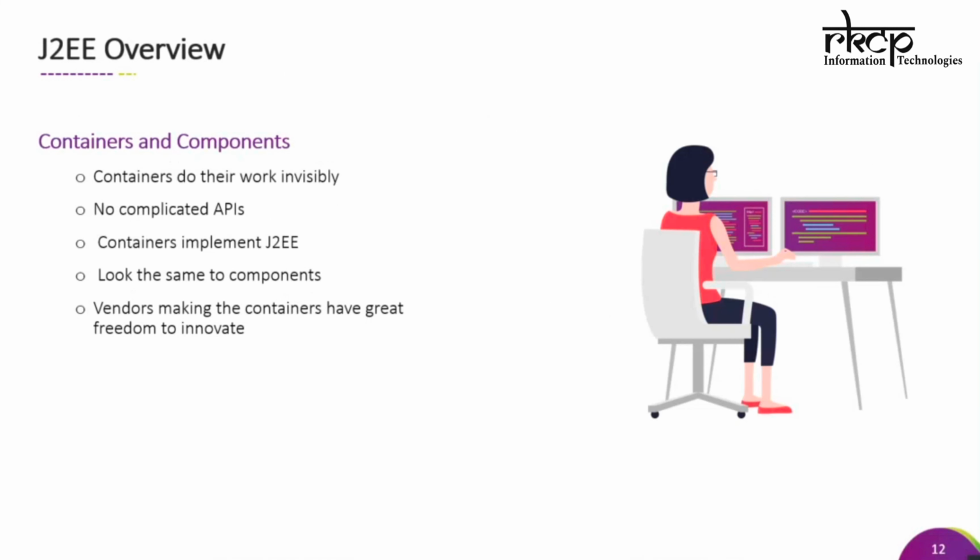And here, yes, now I'm ready to explain in a bit more depth, because till now that was core theory. Maybe some 10-20% of the idea came to your mind how it is going to work, but here I'm going to explain. First, try to understand the purpose of container and component. Container does its work invisibly. No complicated API. Container implements J2EE. Looks the same to the component. Vendors making the container have great freedom to innovate.